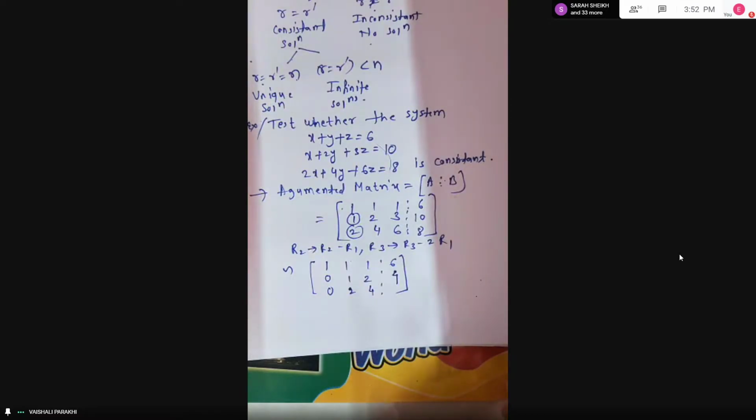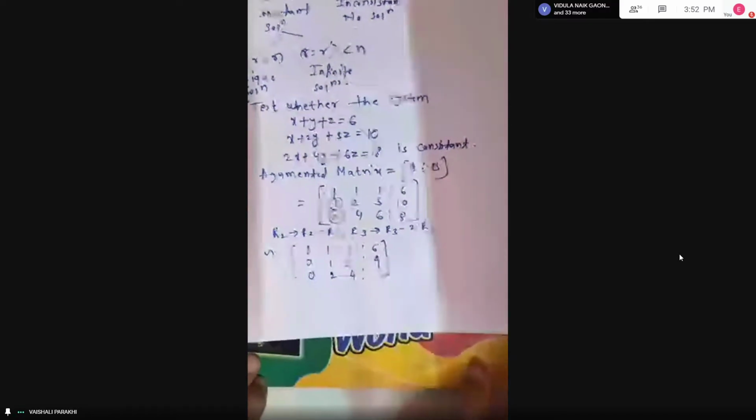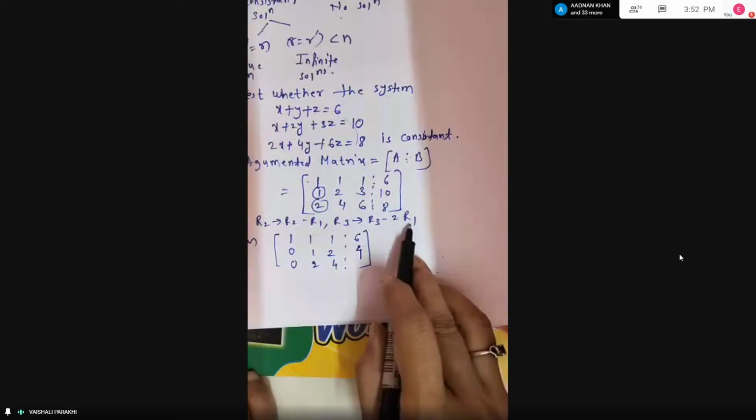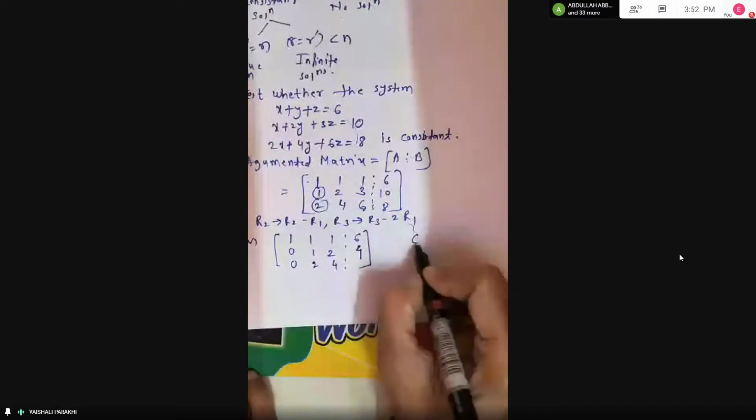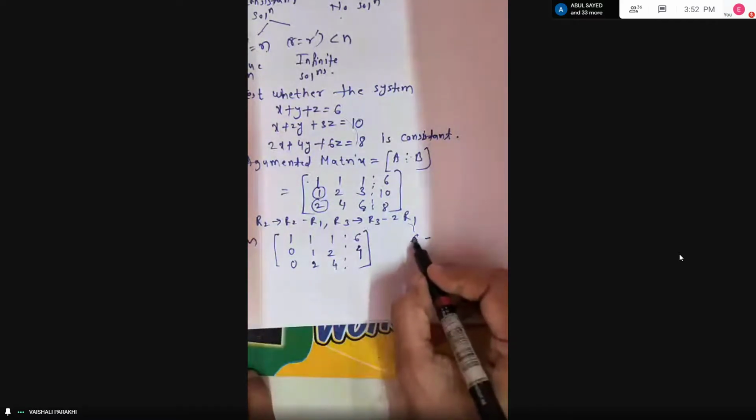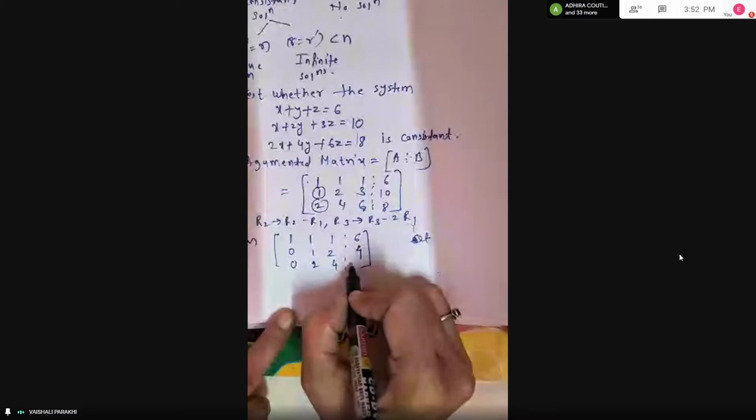Ma'am, 4 is not there. See, what transformation you are doing, Bipin? You are doing R3 minus 2 R1, right? Yes. So this is 6, right? Yes. So 6 minus 2, 4. Ma'am, I made a mistake. Okay. Then tell the last number. Minus 4. Yes. Okay. So this is the matrix.